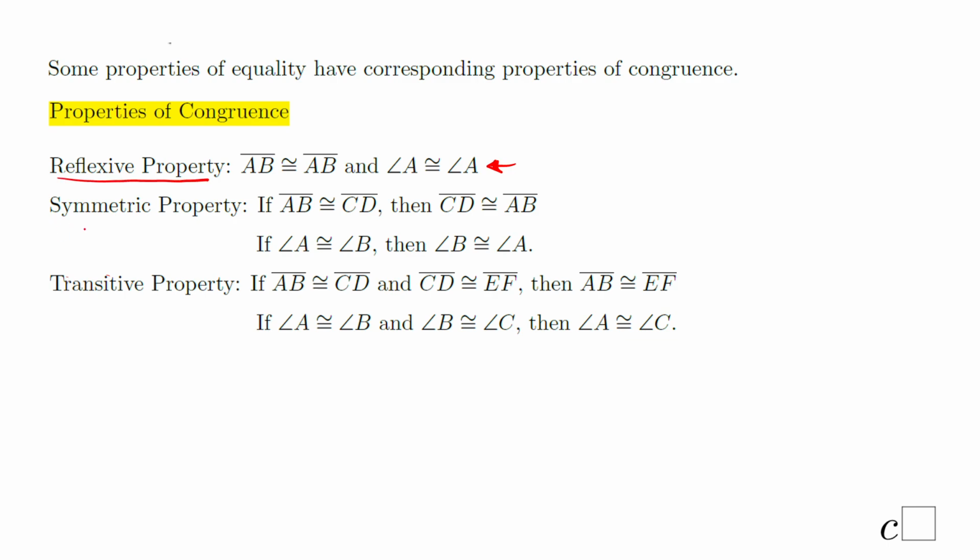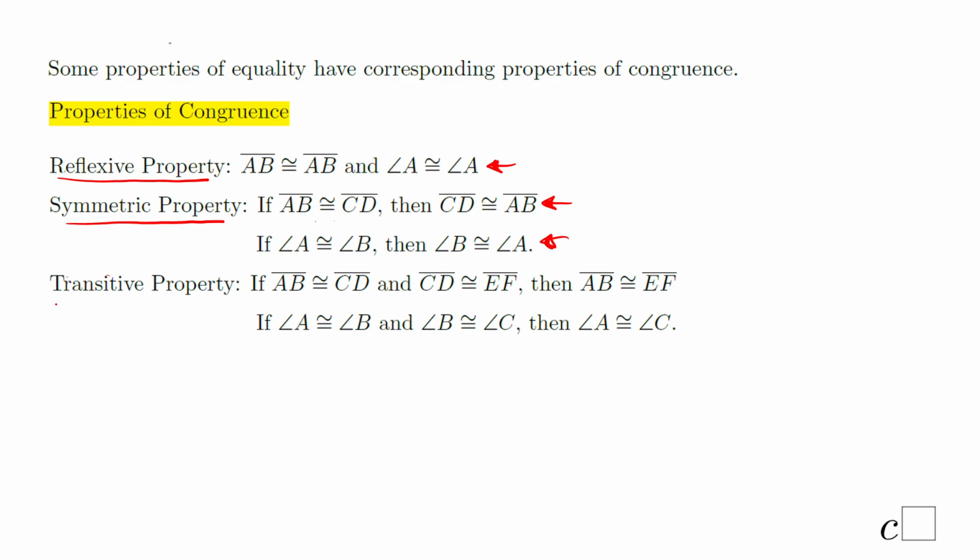The next property is called symmetric property. Let's see what this is about. If AB congruent to CD, then CD congruent to AB. This is the symmetric property, and you notice we're using segments here, but there is another one that works with angles. If angle A congruent to angle B, then angle B congruent to angle A.